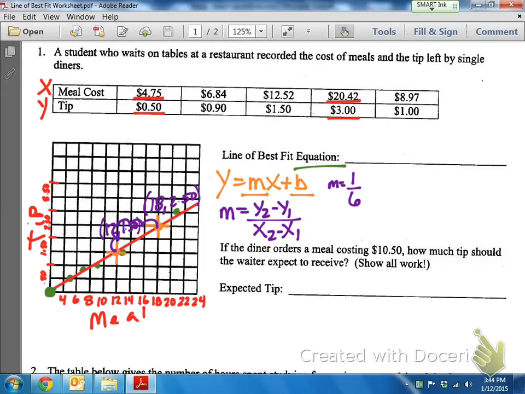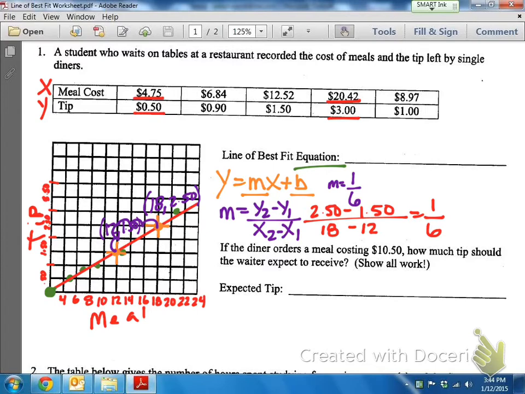You can also do it by the formula. Again, if I were to do it by the formula, it would look like this. So y2 is 250 minus y1, which is 150, over x2 is 18, x1 is 12. 250 minus 150 does equal 1. 18 minus 12 equals 6. So either way you do it, it's going to work out where the slope should be the same.